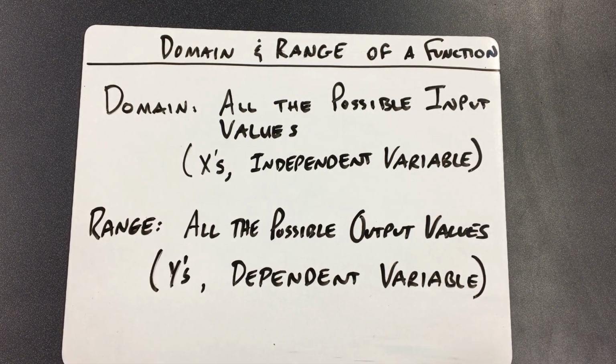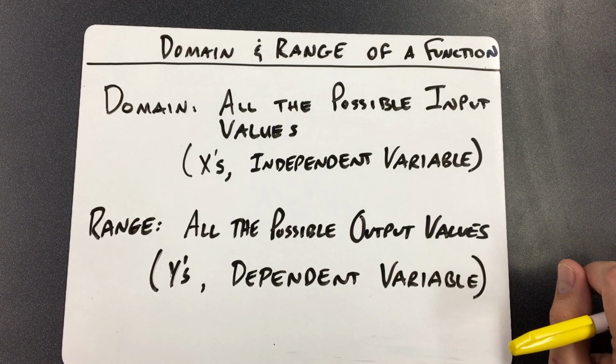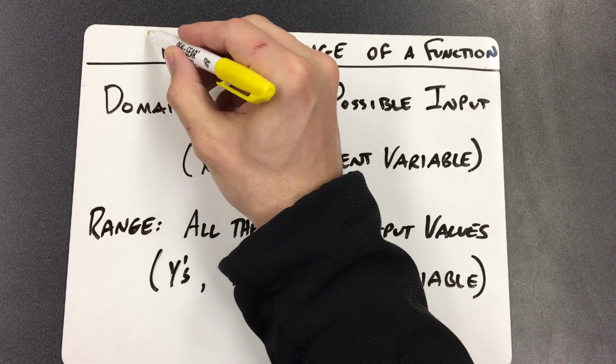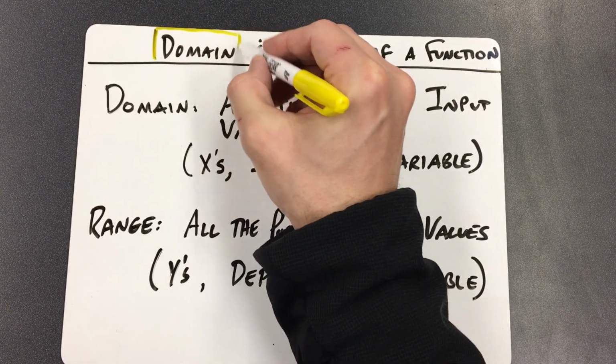A function is a type of relation, so everything that we deal with is a relation, but only special relations get to be called functions. They have to follow some rules. So today we're going to build off of that, and we're going to look at some other things you can characterize about functions. For example, you can talk about what the domain and range of functions are.